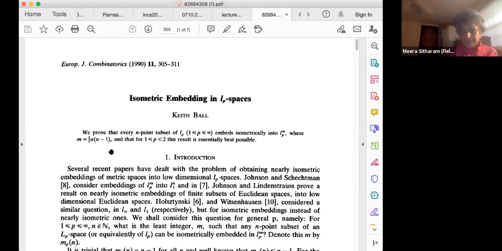So for example, he starts out by proving that every n-point subset of LP embeds isometrically into LP M, where M is the dimension, and M is at most n choose 2. So even showing that you can always embed every n-point subset of LP; in other words, it can be embedded in LP already, and now you're trying to show what the maximum dimension you need in order to do the embedding. And they prove that this is at most, basically, half of n choose 2. You would think this is totally obvious, but it actually requires proof.